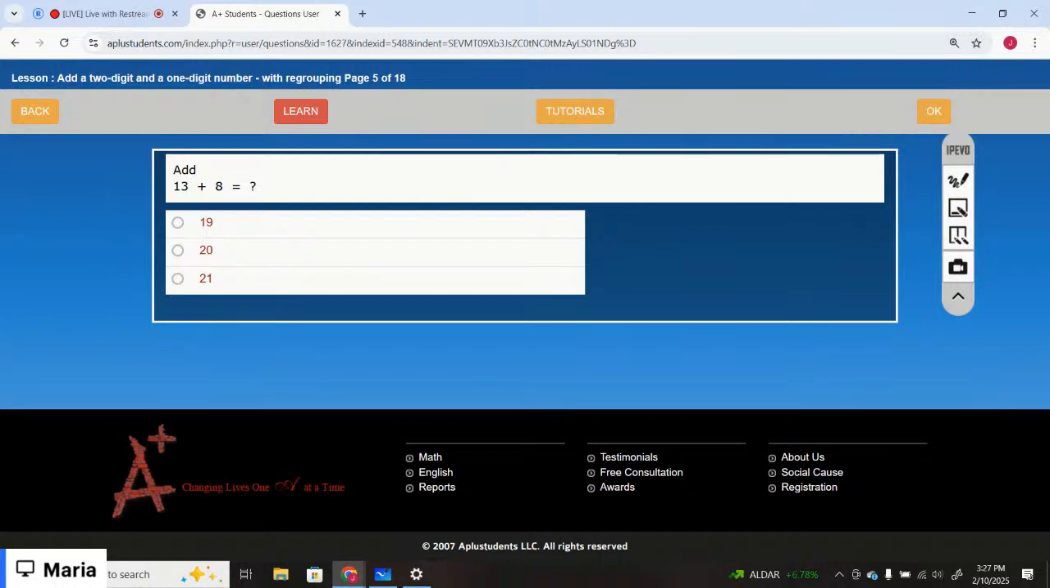13 plus 8, which is the correct option? That is 21. Option number 3 is the correct option. 13 plus 8 is 21.